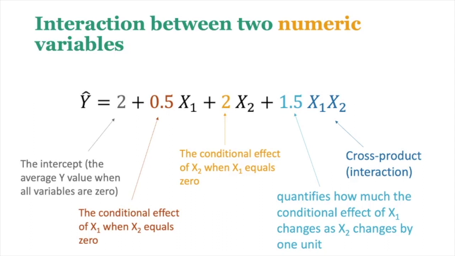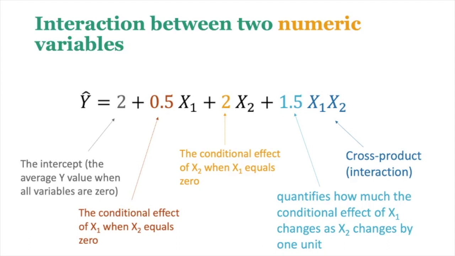And that's because we had a dichotomous variable in there that when it's 0, it meant female. When it was 1, it meant male. When you have two numeric variables, that's not the case. The interaction still means the same thing. It's the difference in slopes. But now we can't say when x2 is 0 that that means female or something like that. Instead, it just means when x2 is 0.